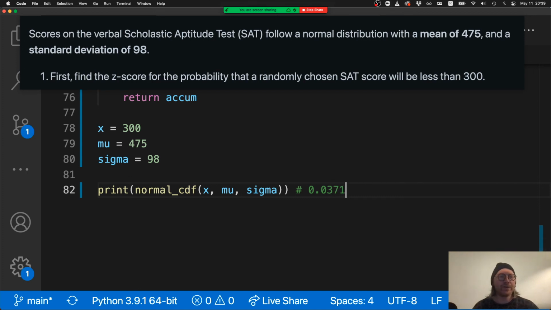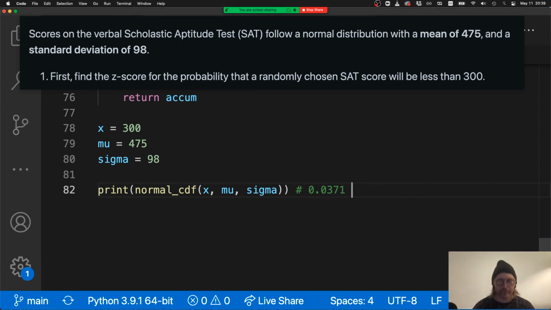And how does that compare to our other version of this? Well, before, what we got was the table value 0.0367. That's not too bad. That's within striking distance. Now, it's not perfect, but it is doing pretty well, okay?